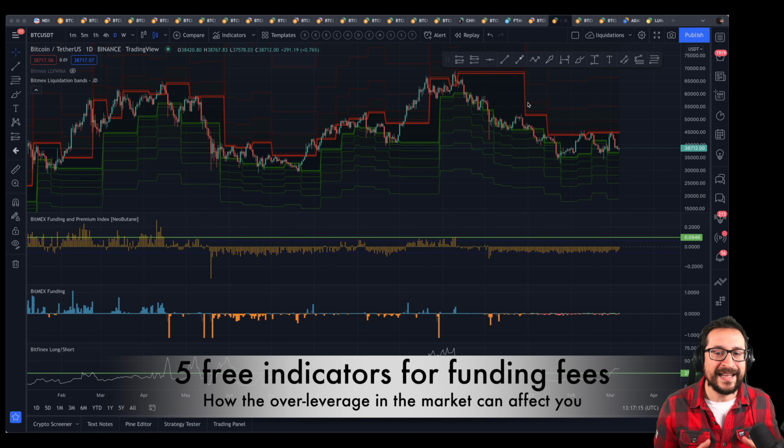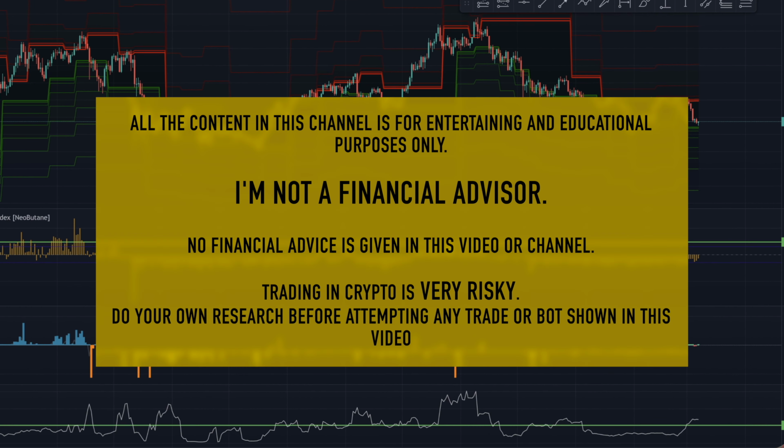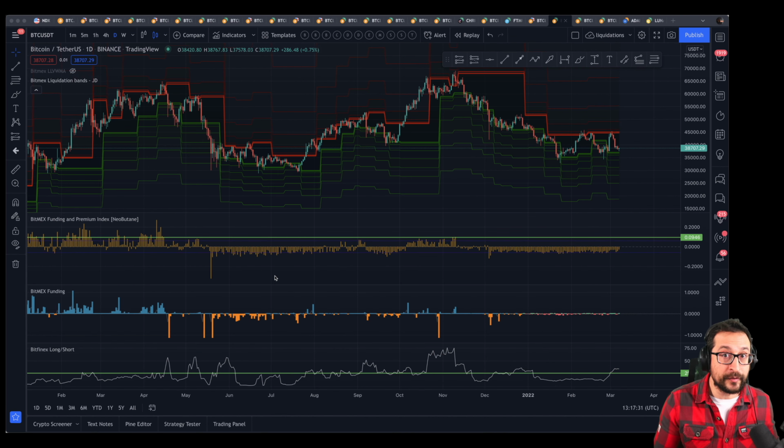Funding fees, liquidation events, all of these things are extremely important if you are trading crypto. Let me tell you why. First of all, the funding fees can go positive or negative. That depends on the ratio of positions being long and short in the market.